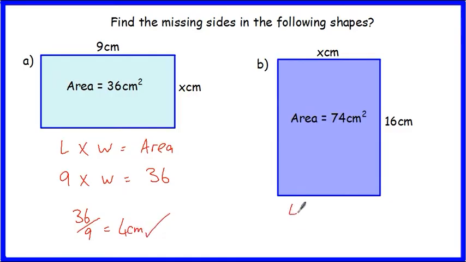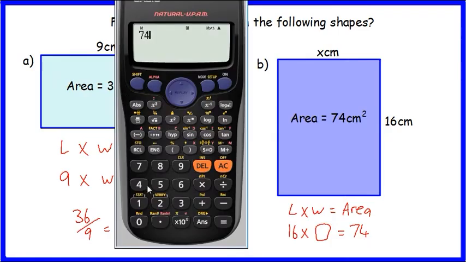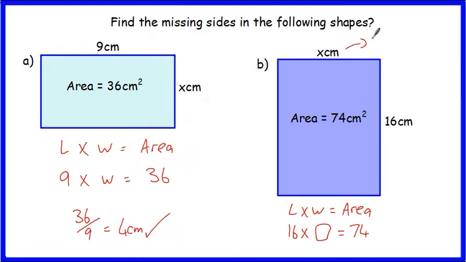Again, length times width equals area. I find it helpful to write that down. So you're given one of these, it doesn't matter if it's length or width. So that's 16 times what gives me 74. If it doesn't go in exactly, just use your calculator. It is 4.625. So X is 4.625 centimeters.